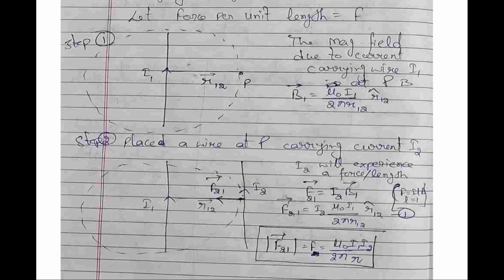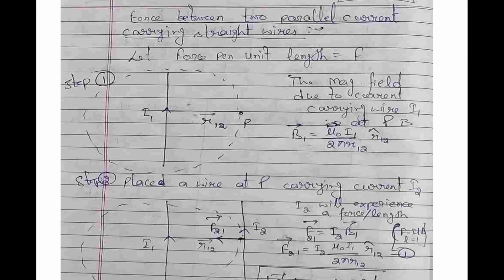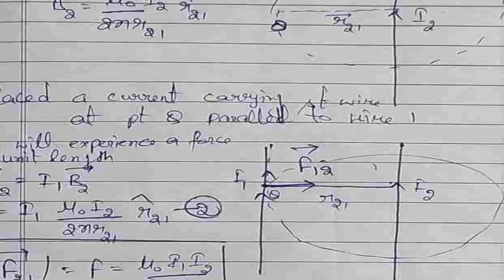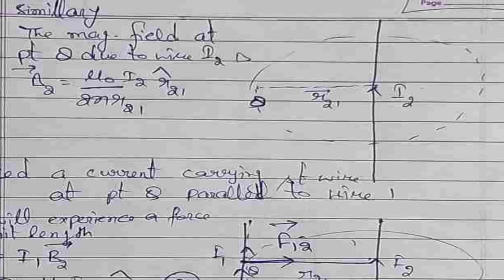Now, if the same arrangement is repeated, this time calculate the value of the magnetic field due to current I2, then you will get the value of B2. The distance is the same, R. The direction is different, R21, whereas earlier it was R12. So B2 will be equal to mu naught upon 2 pi R21 times I2 times R21 unit vector. R21 is the direction of the unit vector.